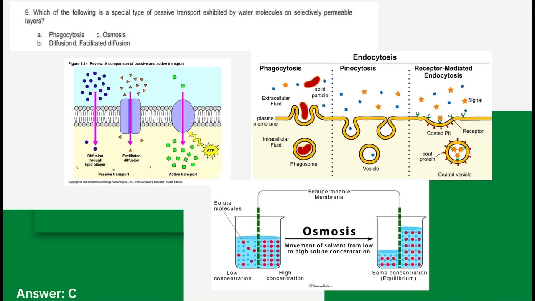Phagocytosis is active cell eating. That's what we call it, cell eating. So that means it engulfs solid particles going inside the cell to create phagosomes. Why not letter C?